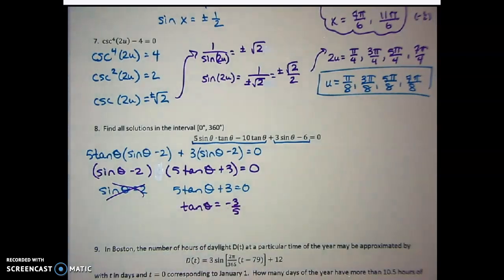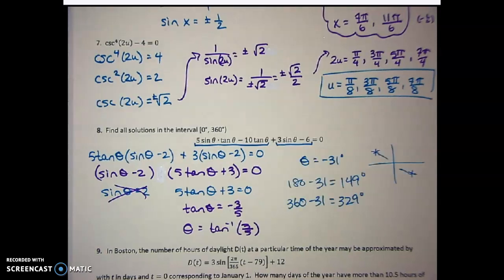Since that is not one of our special angles, we would have to use our calculator. I did these a little bit in the last chapter, and when I do that, I'm going to get that theta equals -31 degrees. Also remember that that's going to give us our reference angle. Tangent is negative in the second and fourth quadrants. So to find the actual angle, we're going to take 180 minus the 31 and 360 minus the 31.